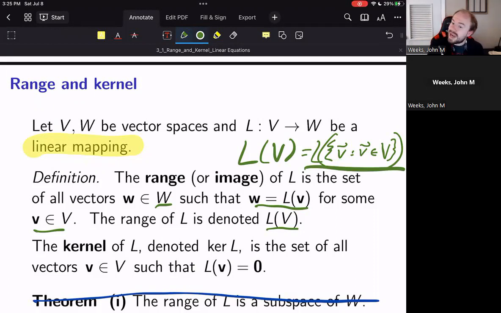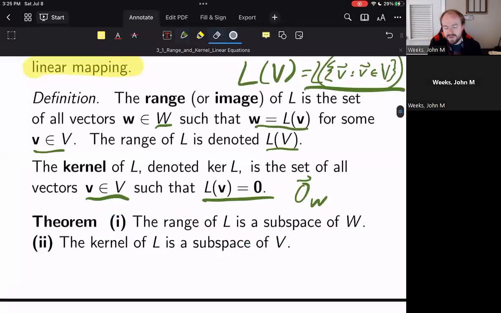The kernel, on the other hand, is going to be a subset of your domain. And this is going to be the set of all vectors inside of that domain such that it maps to the 0 vector inside of W. So in particular, this is the 0 vector in W. Neat little theorem here to kind of help us see why linear operators are pretty neat here. The first one is that the range of L is a subspace of W. And the second one is that the kernel of L is a subspace of V. So both of these spaces are subspaces.